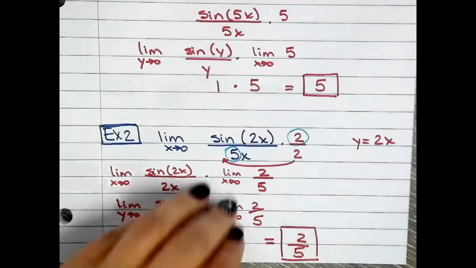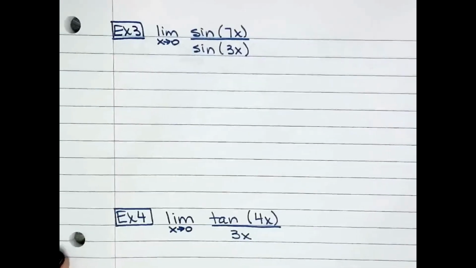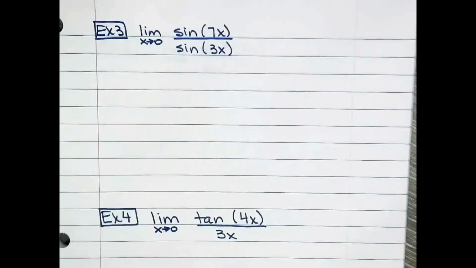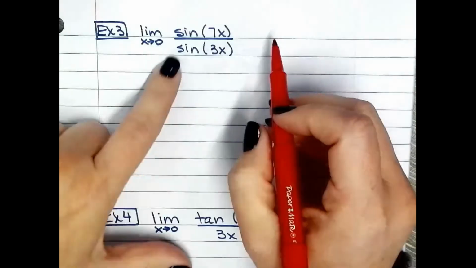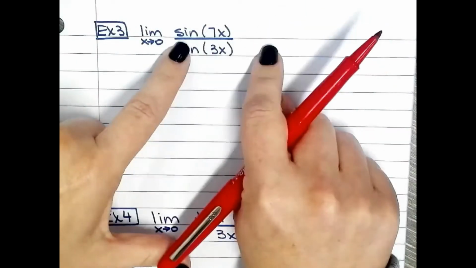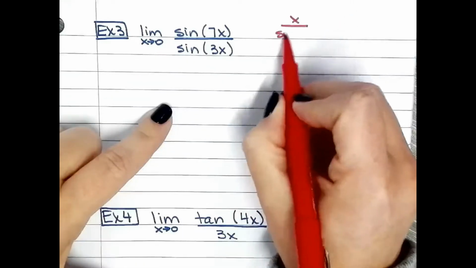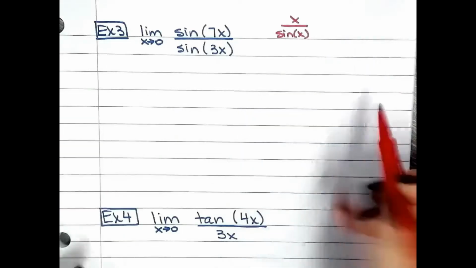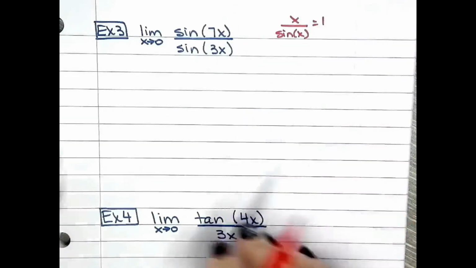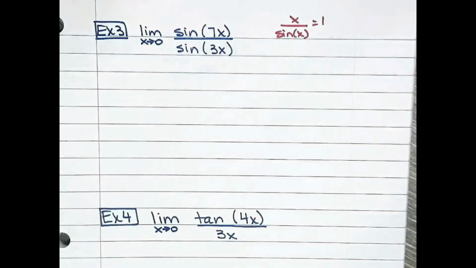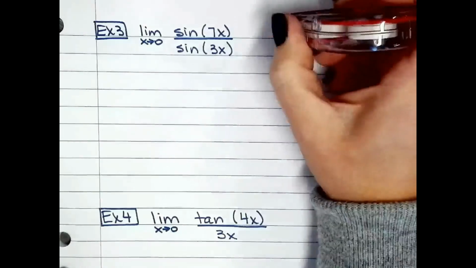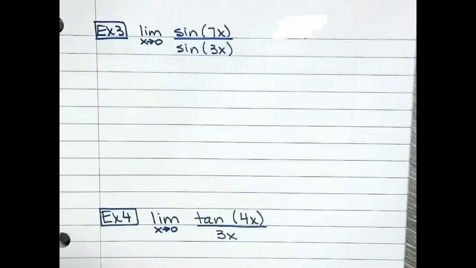Now, of course, the next one is not that pretty, but it's okay. We're still going to use the same strategy. I know if I have sine of x over x, that gives me 1, and also if I have x over sine of x, that also gives me 1. You're welcome to add that to the front page, or whatever place you want.